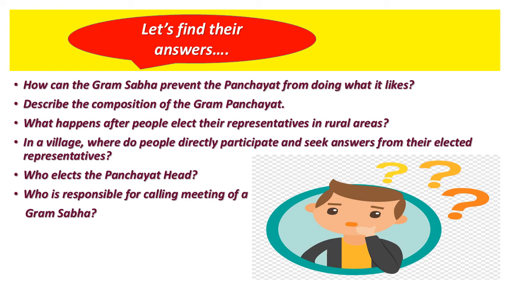How can the Gram Sabha prevent the Panchayat from doing what it likes? Second, describe the composition of the Gram Panchayat. Third, what happens after people elect their representatives in rural areas? Fourth, in a village, where do people directly participate and seek answers from their elected representatives? Next, who elects the Panchayat head? Next, who is responsible for calling meeting of a Gram Sabha?